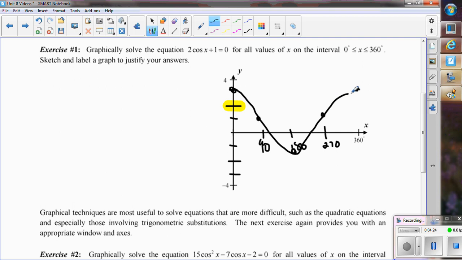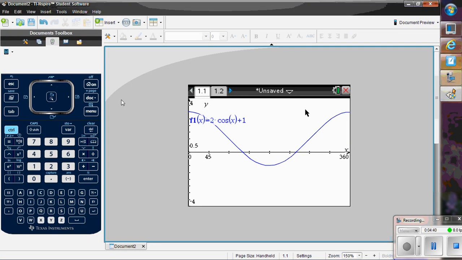And then the question said, graphically solve the equation. So where is it equal to 0? Equal to 0 is where it's crossing the x-axis, and it's in those two locations. So let's hop back to the calculator, and we need to do some interpretation and figure out where it crosses the x-axis.